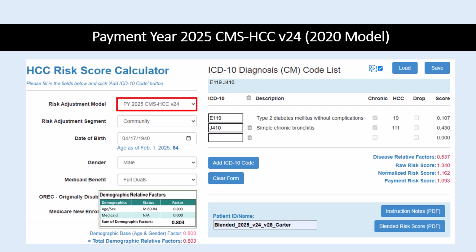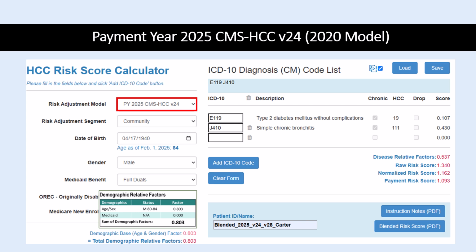The only other value we need to consider when computing the sum of Mr. Carter's demographic relative factors is his Medicaid interaction factor. Since Mr. Carter resides in the community, this factor does not apply. Therefore, the sum of Mr. Carter's demographic relative factors, using the 2020 CMS-HCC model, is 0.803.